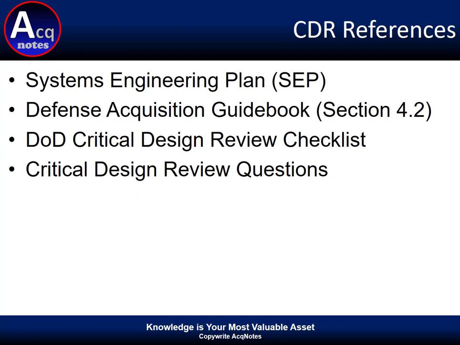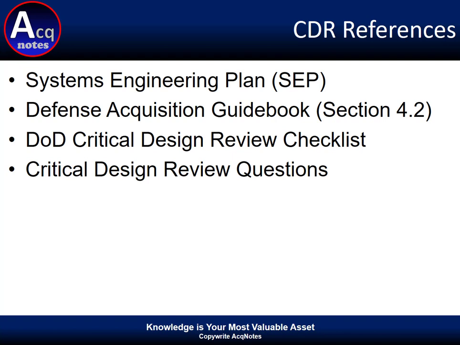There are a few common references that the program manager and contractor need to know in order to conduct a successful CDR. The first one is the Program System Engineering Plan. This is where the CDR entrance criteria are detailed. In order to initiate CDR, these entrance criteria must be met.